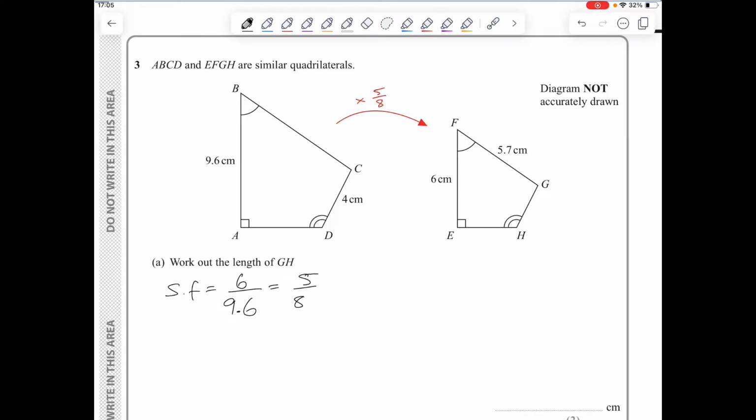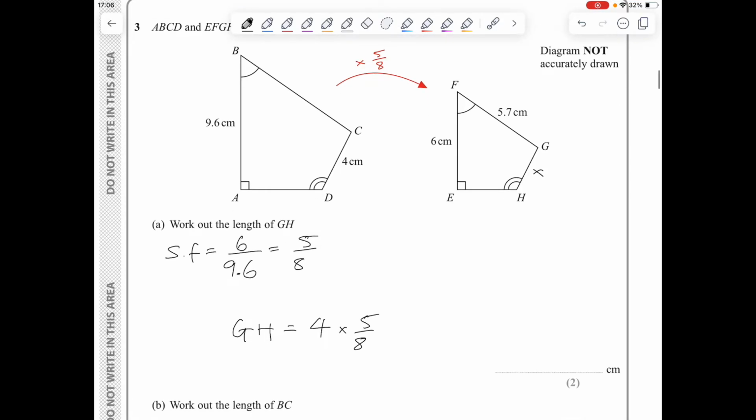So now to find GH, which is this side here, let's label it as X. I'm going to do GH equals the corresponding side on the large shape, which is 4, times my scale factor. Put this on the calculator if you want. The answer will come out to be 2.5 centimeters.